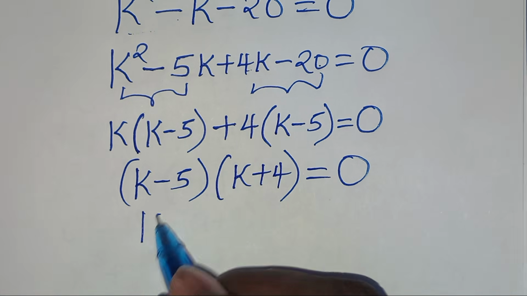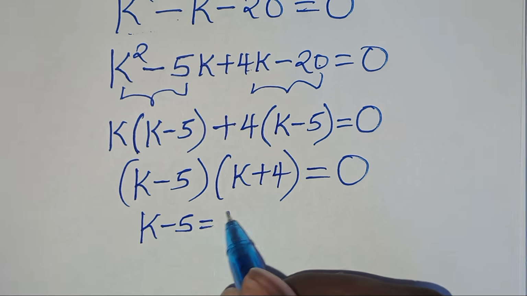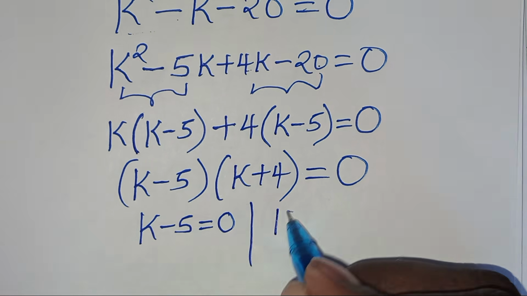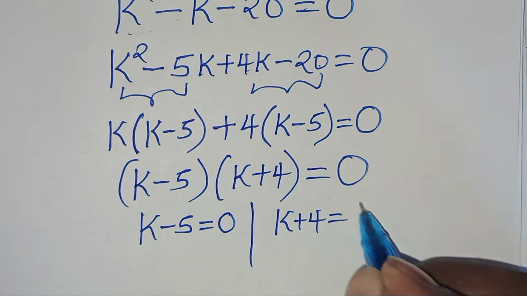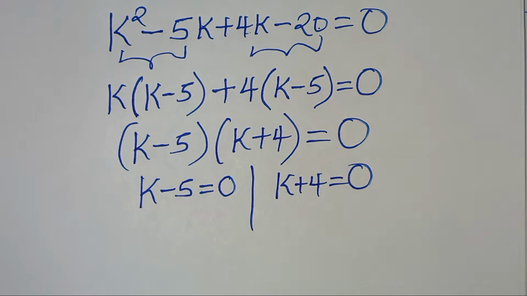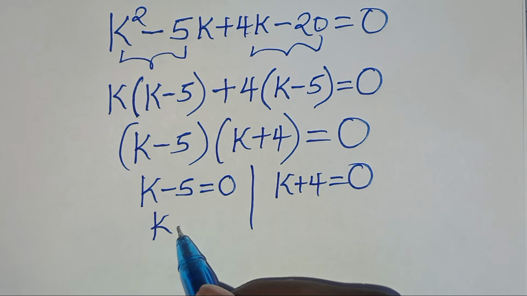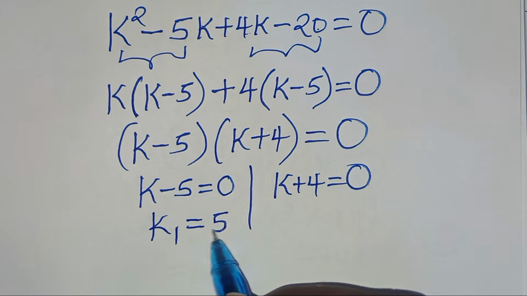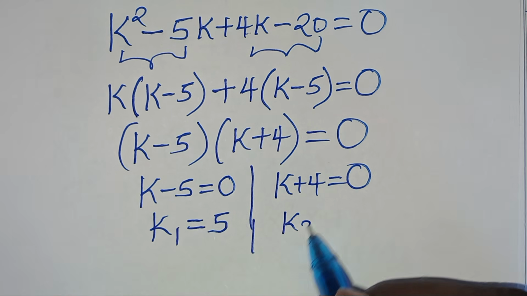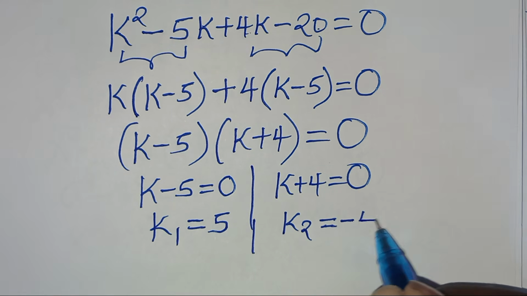So we have k subtract 5 equal to 0, then we have k plus 4 equal to 0. Now we have k1 is equal to 5, and we have k2 equal to negative 4.